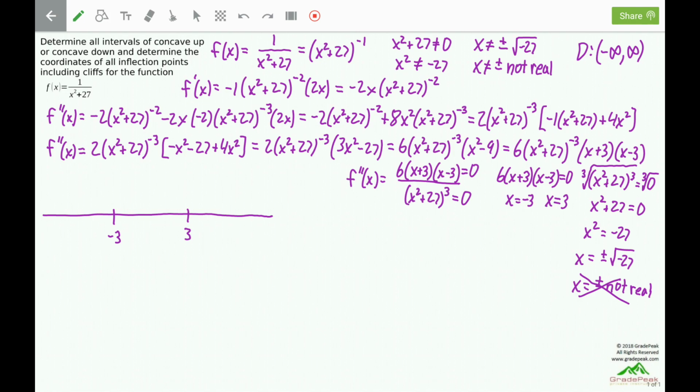We can pick a test value in each of these intervals. The first interval, negative infinity to negative 3, we can pick negative 10. The next interval, from negative 3 to positive 3, we can pick 0. The next interval, positive 3 to positive infinity, we can pick positive 10. We can now test the concavity in each of these intervals by plugging the test values into the second derivative. We don't care about the value of the second derivative, just whether it is positive or negative.